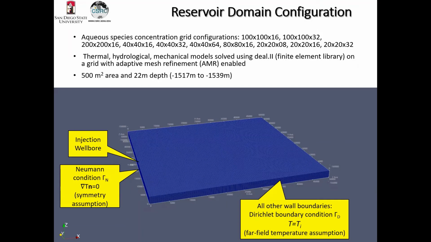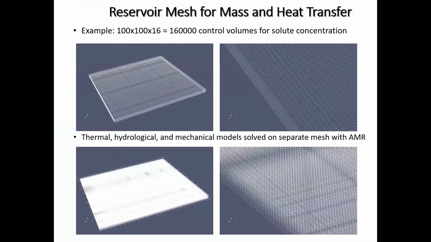And we use different mesh size configurations. These are X and Y cells, and then the number of cells you have along the Z-axis. So we ran several different models with several different resolutions. And here you can see a plot of the mesh. These are all parallel problems that we solve.